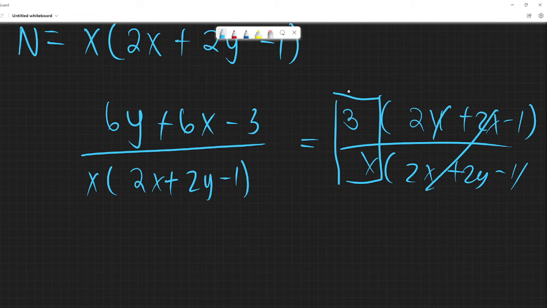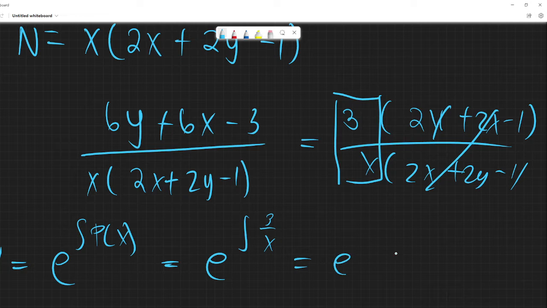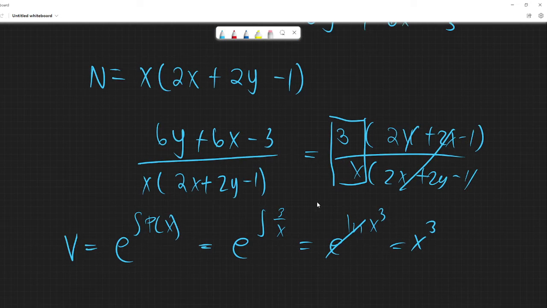This function of x will now be subjected into another formula for getting the integrating factor that we will multiply to the equation. So we will integrate P of x. The integrating factor is e raised to the integral of 3 over x, that is e to the ln x cubed, and we can cancel this. So the integrating factor we are looking for is x cubed.